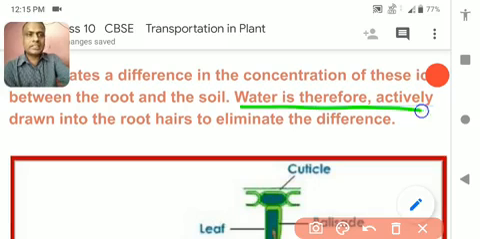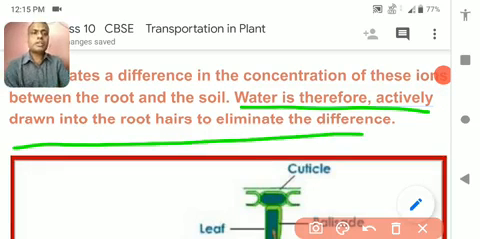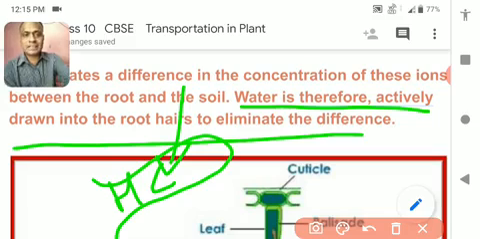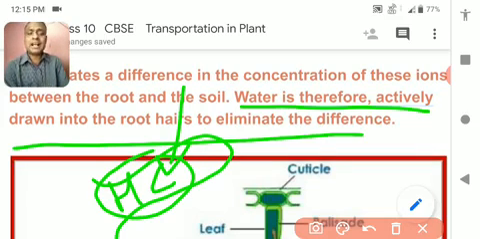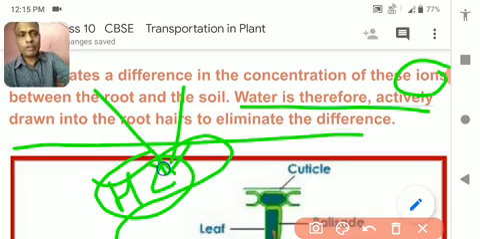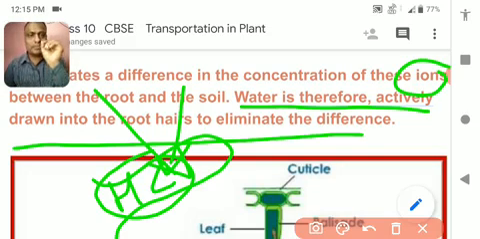Understood? Water is therefore drawn into the root hair to eliminate the difference. If the concentration in the root hair due to salt increases, the salt has come from outside, and the salt, meaning ions or minerals, increased. When they come inside with the help of energy, the concentration again increases. In that case, water will move automatically inside the root. I am giving you a very simple example. You will understand all the things.